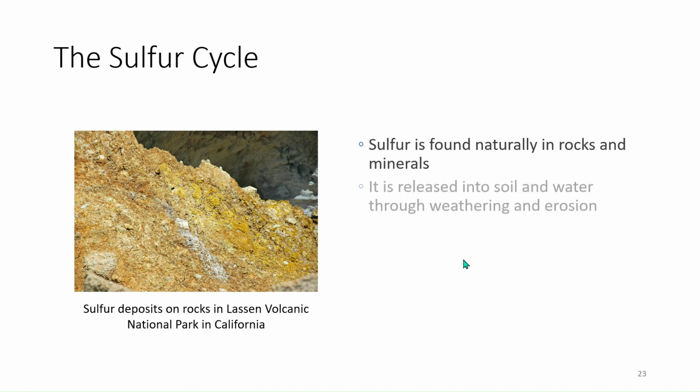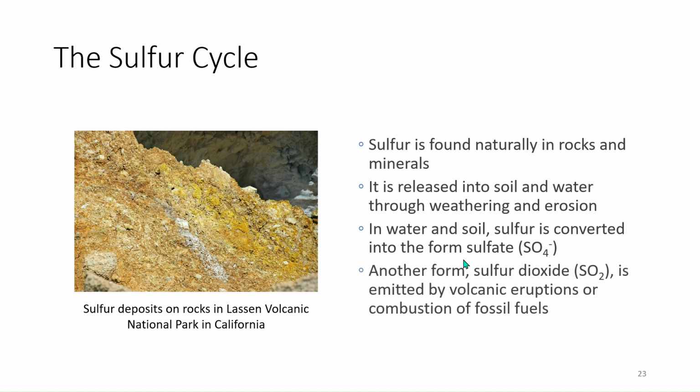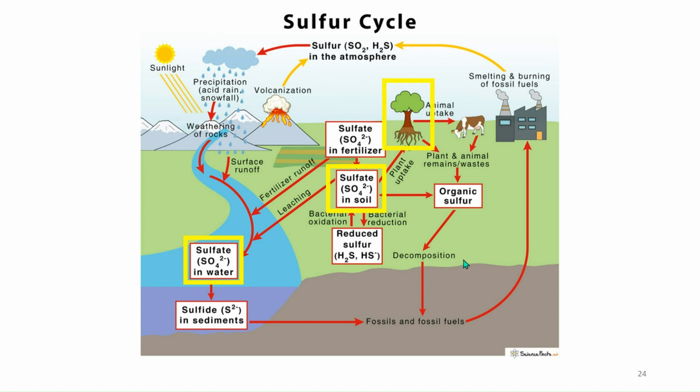Sulfur is found naturally occurring in minerals and rocks, and through erosion, it gets released into soil and water. And once there, the sulfur gets converted into sulfate, or it becomes oxidized. Or sulfur dioxide, which can be released through volcanic eruptions or combustion of fossil fuels. And we can see this cycle of sulfate being absorbed by plants and then consumed by heterotrophs. And then those wastes can go through decomposition and create sulfate again.